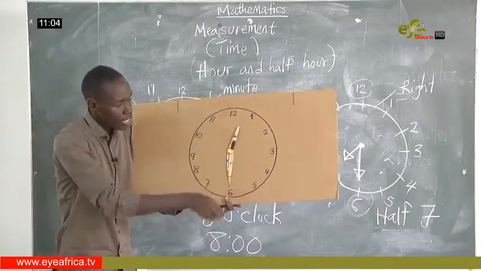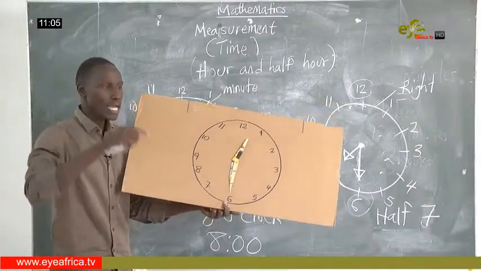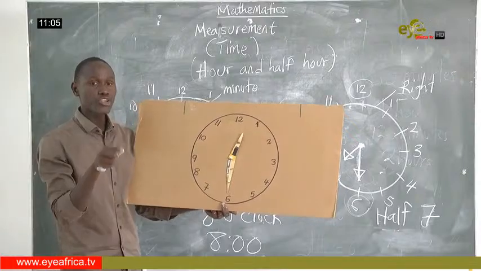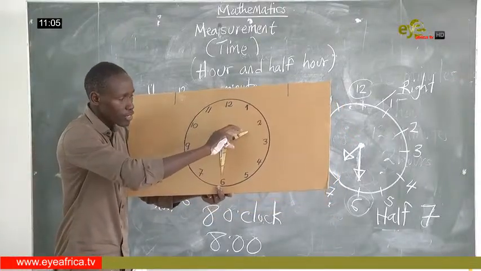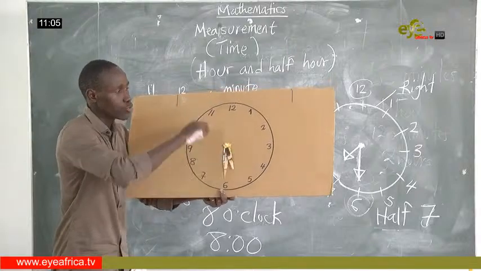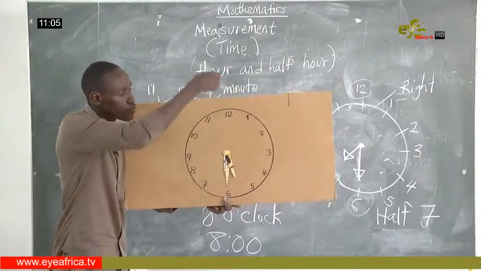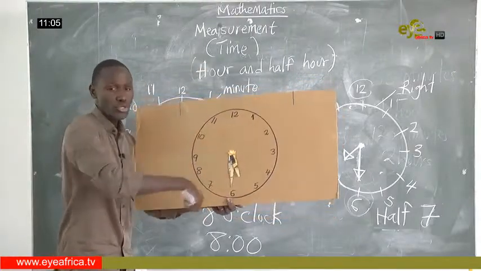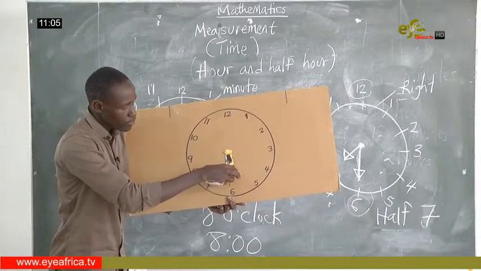So you will see that our minute hand is pointing at which number? Number 6. Where is the hour hand pointing? The hour hand is pointing between number 7 and number 8. So we are going to move in which direction? Towards the right. Like I told you, the clock moves in the right direction. It doesn't move in the left direction, it moves in the right direction.